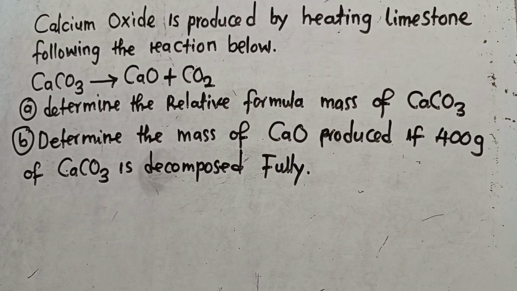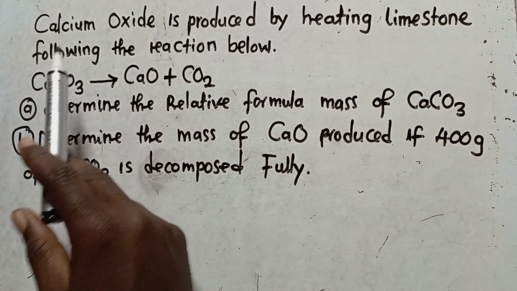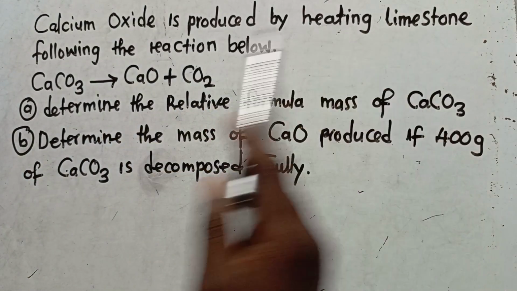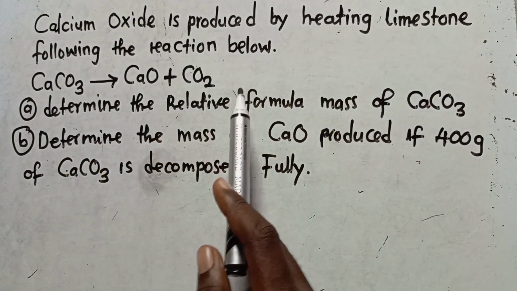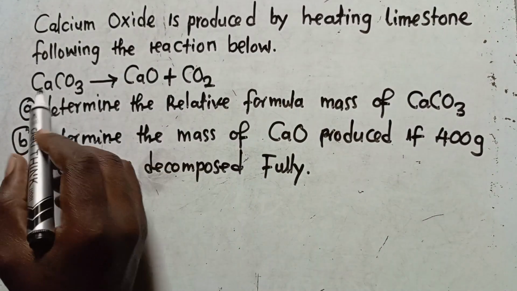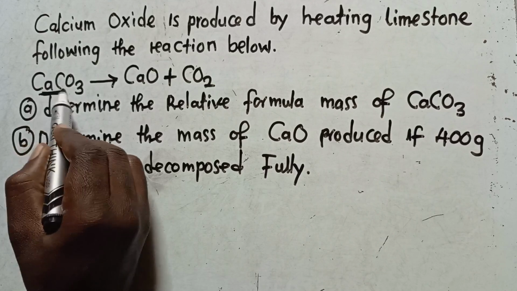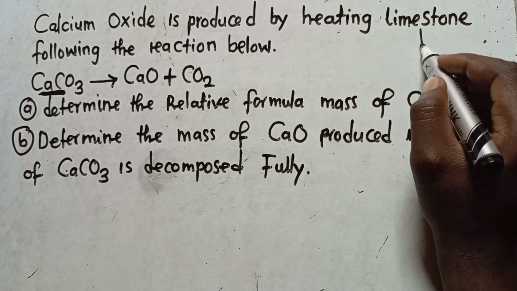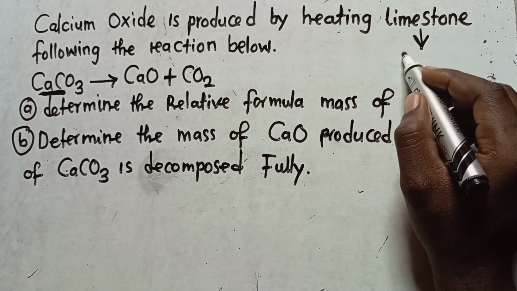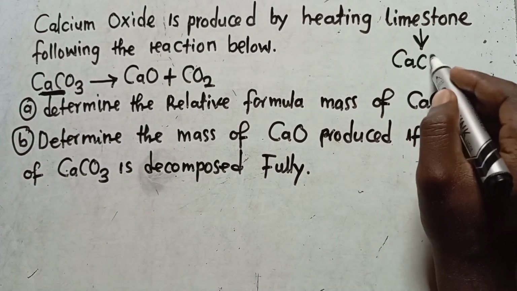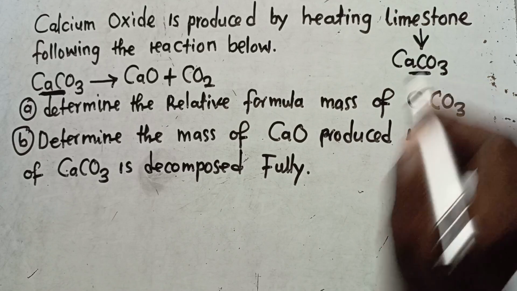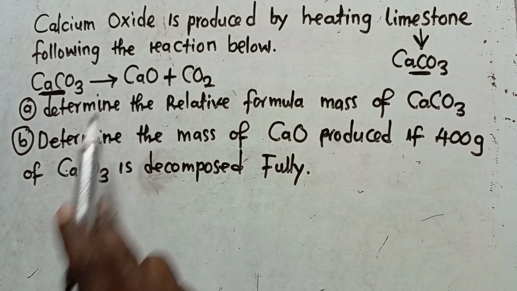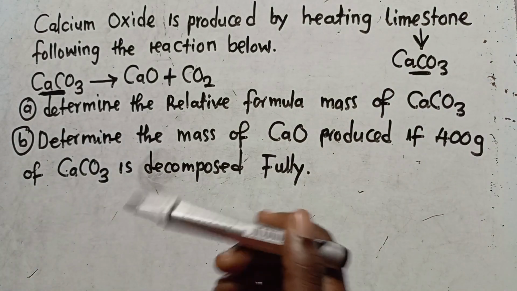It's a nice question. The question is saying calcium oxide is produced by heating limestone following the reaction below. So we are heating limestone, and you see here this is calcium carbonate. This is to tell you that the other name for limestone is calcium carbonate, just one and the same. Then calcium oxide, this is quicklime. This is what you need to know.